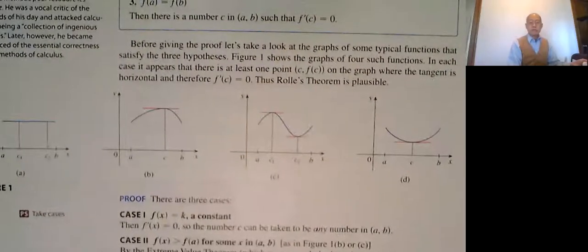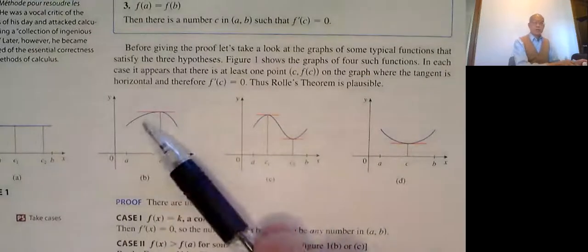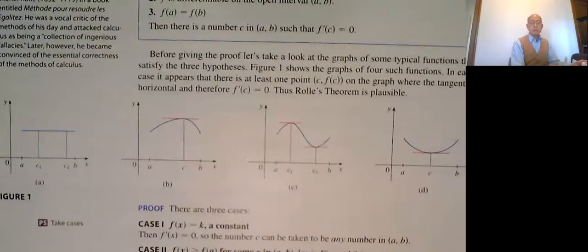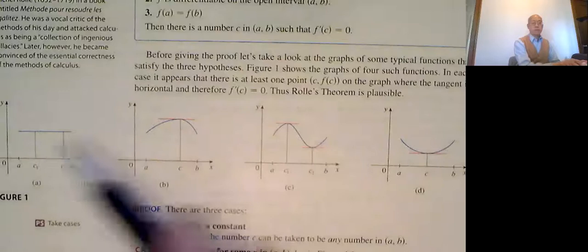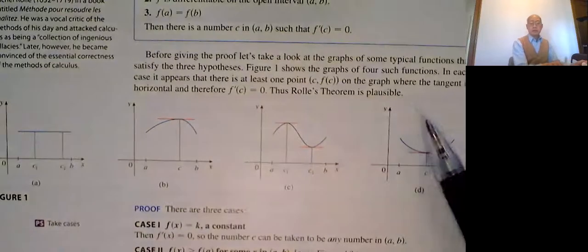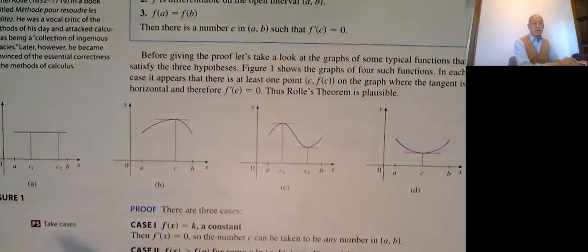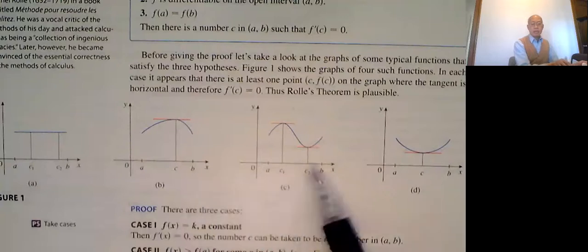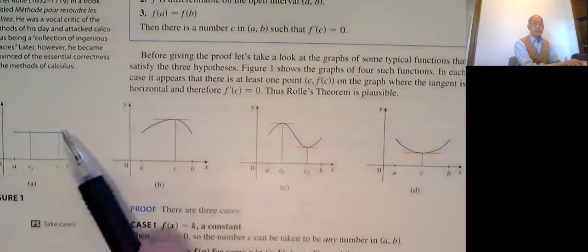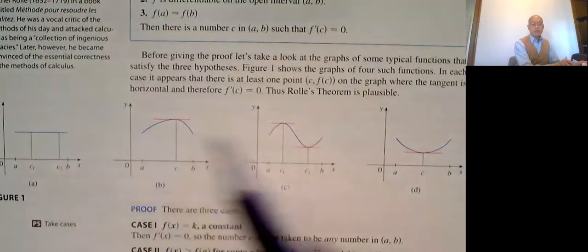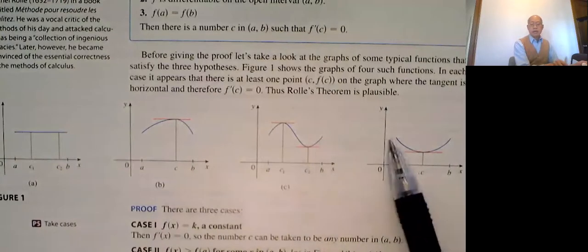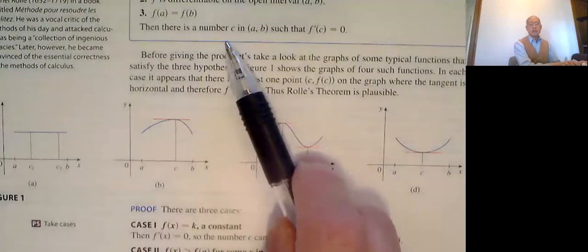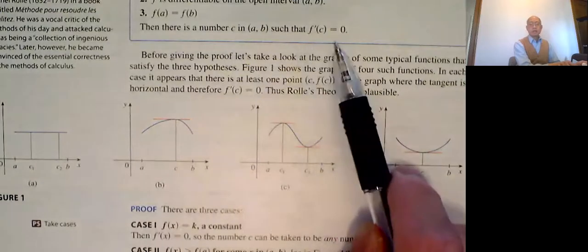Here's a picture of what it may look like. As you can see, these pictures here, actually four pictures, continuous and differentiable. Each one, you can take a slope, and same height at the beginning and at the end. Look at a and b: f of a equals f of b, same height. The theorem says then somewhere between a and b, they call it a c, such that f prime of c is equal to 0.